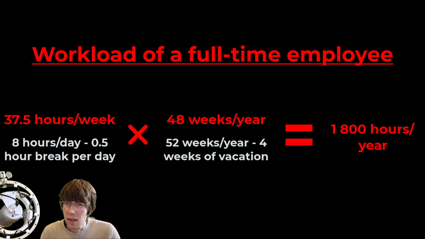Now, a full year is 52 weeks, but you have 4 weeks of vacation. So the work year is actually 48 weeks. That means if you take 37.5 hours per week and multiply it with 48 weeks per year, you get 1,800 hours per year. So the workload of a full-time employee per year is 1,800 hours.